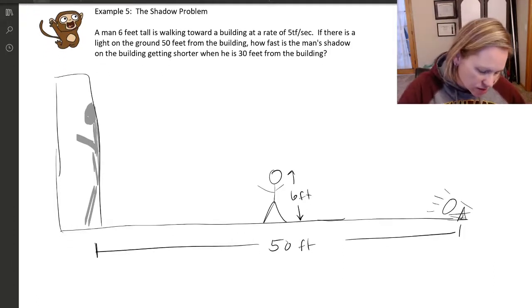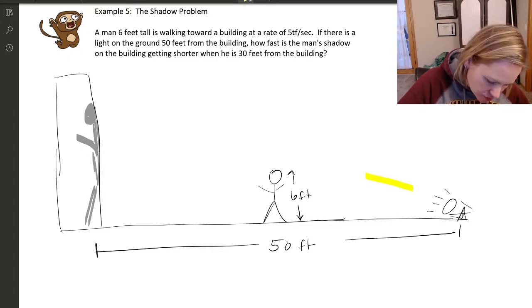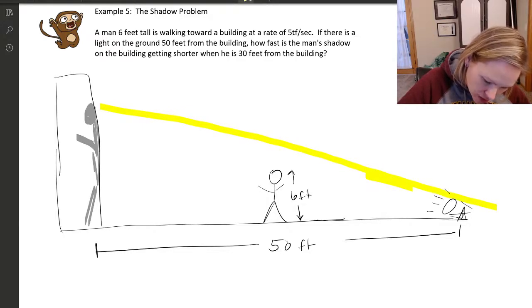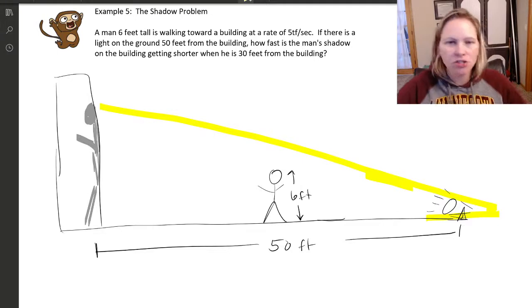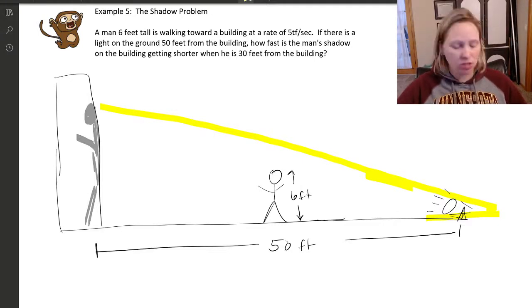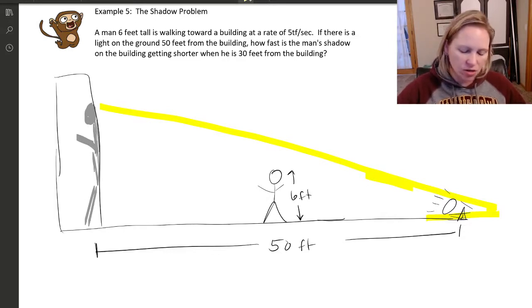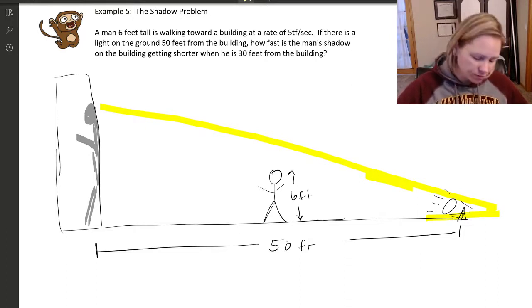So let's see if we can kind of understand what's happening here. As this light shines on this man, it creates a triangle. And you might be thinking to yourself, oh, it's a right triangle. I should use some sort of Pythagorean theorem. And that's a great thought, and I'm glad your brain is going that way. In this particular case, it's not going to be helpful, because in order to use the Pythagorean theorem, we would need to know two sides and a hypotenuse. We don't know anything about the hypotenuse.